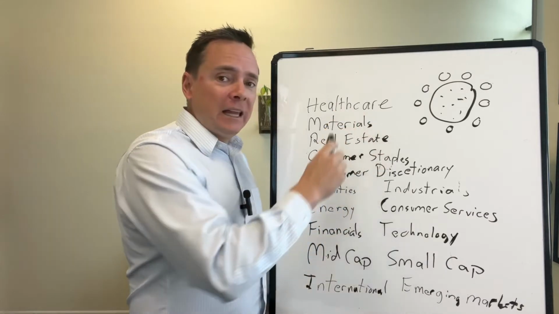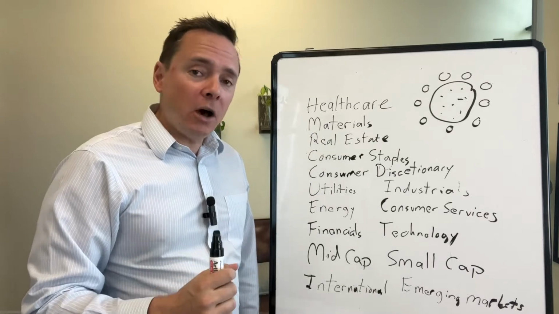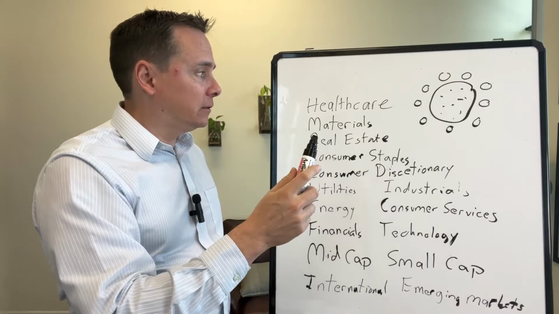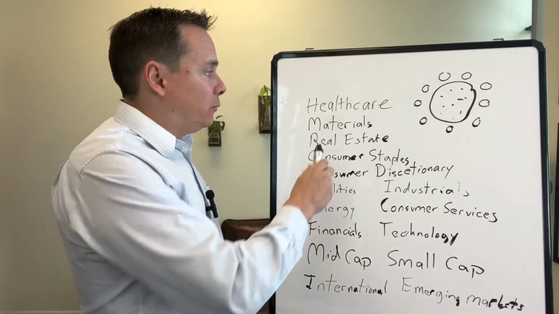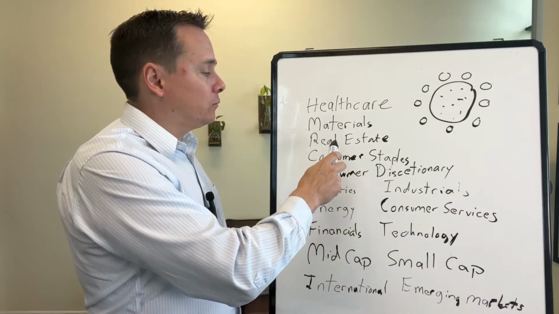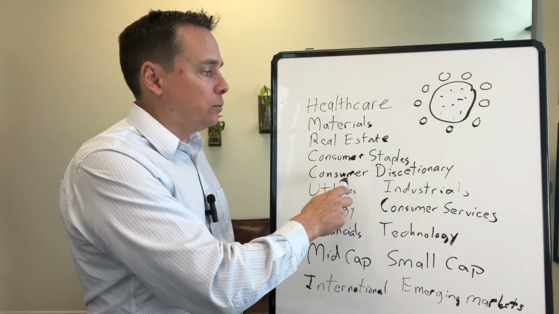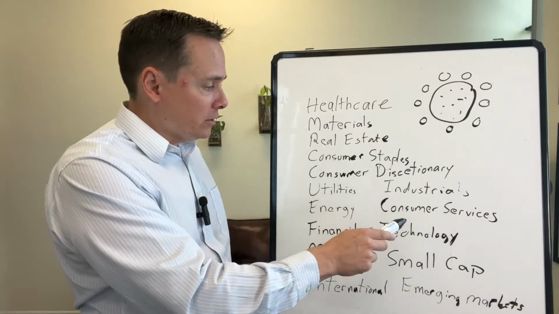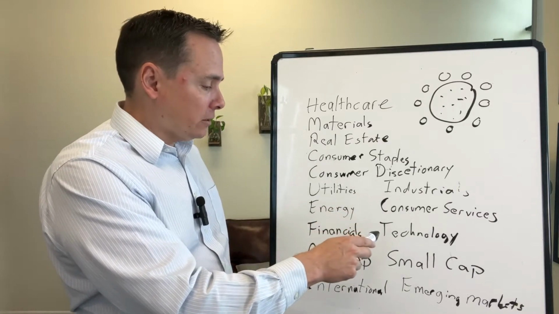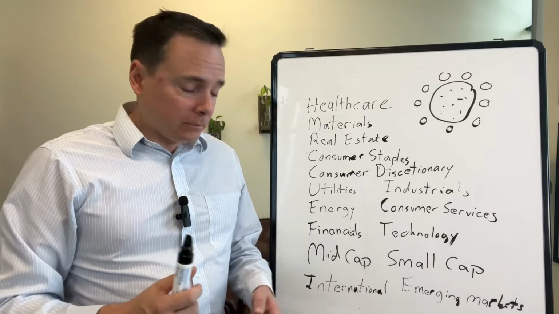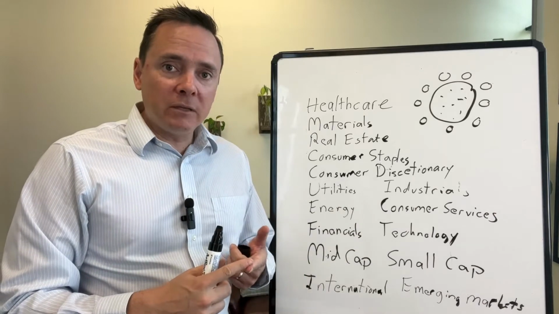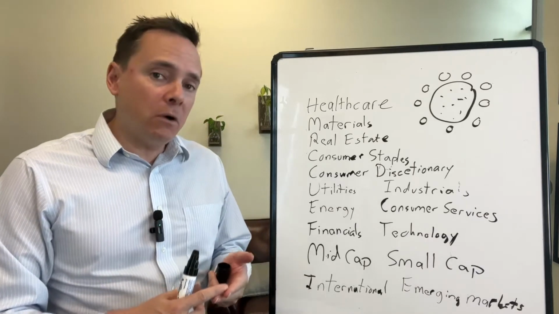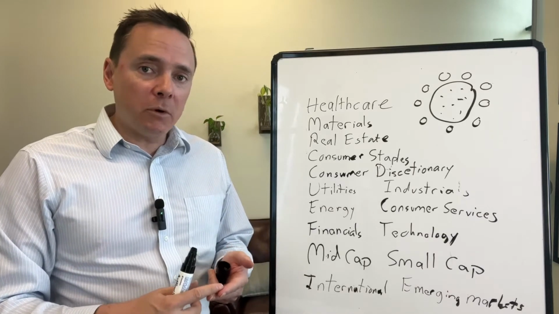Now, there are 11 sectors in the American economy, and those are the satellite positions. The 11 sectors in the US economy would be healthcare, materials, real estate, consumer staples, consumer discretionary, utilities, industrials, energy, consumer services, financials, technology. Those are the 11 sectors. There's also medium-sized companies, which would be called mid-cap stocks.